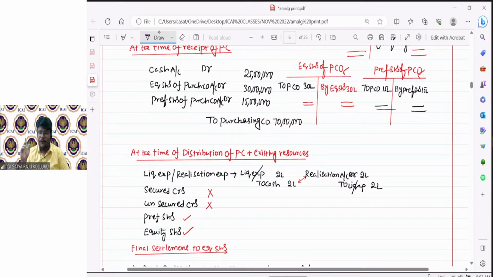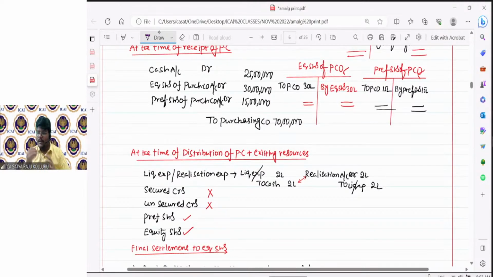So let's go for a small and quick break. Post break, let's discuss accounting treatment in the books of the purchasing company in both the methods, that is amalgamation in the nature of purchase as well as amalgamation in the nature of merger. Once done with those accounting treatments, we'll discuss some special entries. Then we can move on to any particular problem.